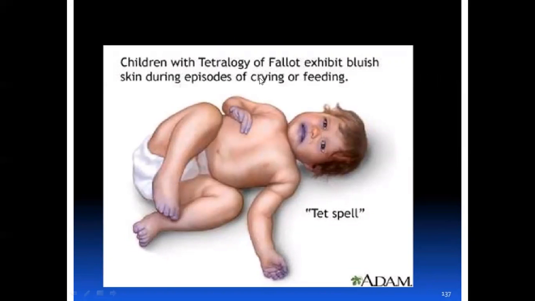The children with tetralogy of Fallot exhibit bluish skin during episodes of crying and feeding. Blue fingers, nails, and nails of legs.